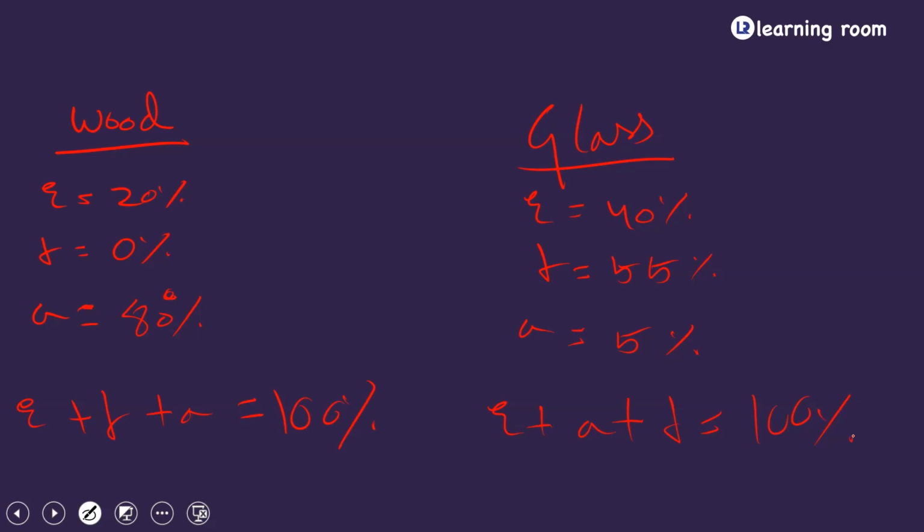Is that clear? In your book it is written as R plus A plus T is equal to 1. Instead of 100%, they take 100% to be equal to 1. That's just a way of writing. So it will be 0.4, 0.55, and 0.05, and it will all add up to become 1. That is the easy way to tell, 0 to 1, you will get all your values. Okay, Ananya, are you also clear with this?